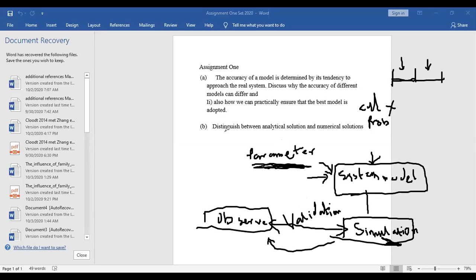Then finally, I asked you to distinguish between analytic solution and numerical solution. And a lot of you just copied my notes back for me. Of course, we know analytic solution is manual. Numerical solution is for more complex systems, which means that we need a computer, a computer program or computer aided solution.